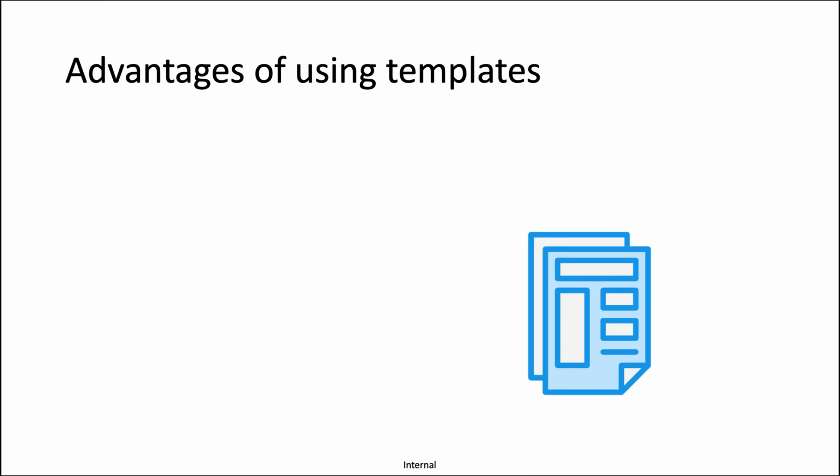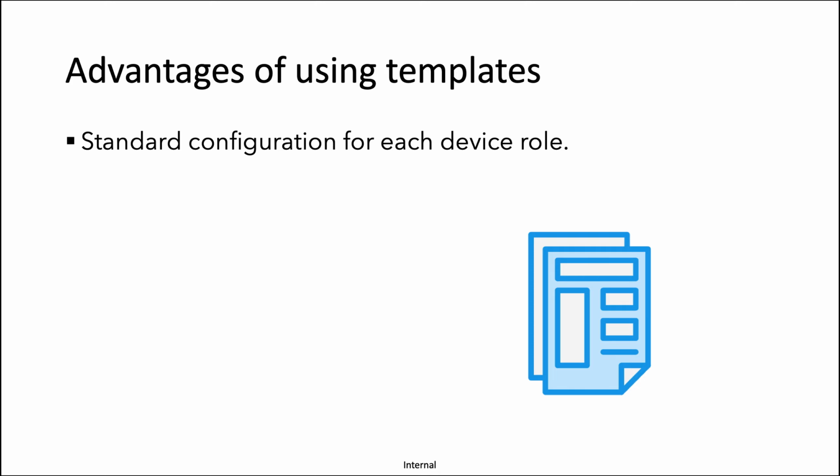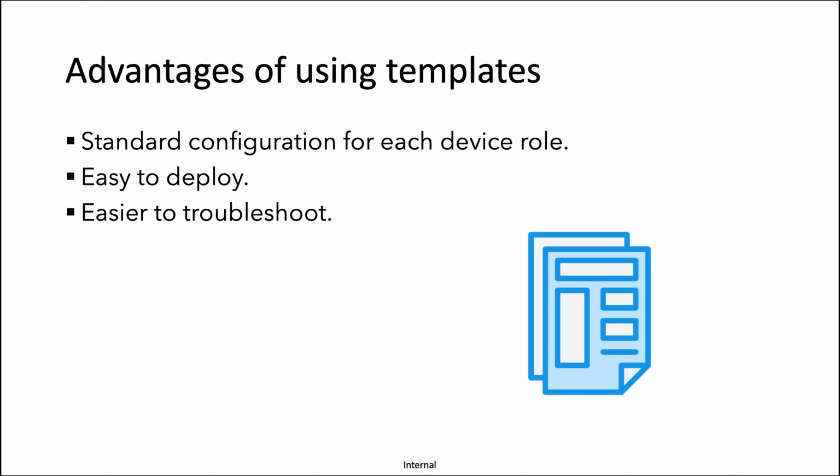There are some big advantages of using templates. One of them is it focuses on having standard configuration for each device role. New devices with an existing role can be easily deployed by copying an existing per device variable file and altering its values. Troubleshooting will be easier when you have standard templates for all the similar role devices. And tracking the file version for the template versus the variable file eases troubleshooting as well.